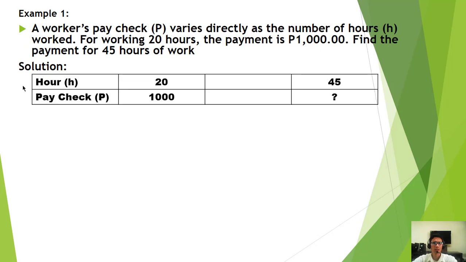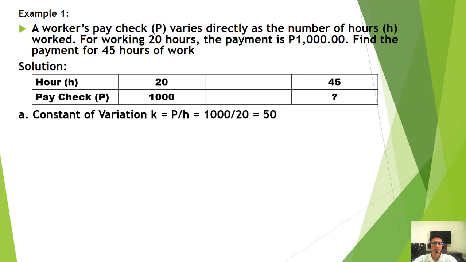In step 1, make a table for the given. Table for the two quantities, the hour and the paycheck. We write the hour in the first row and the paycheck in the second row of this table. The paycheck is our dependent quantity or variable because it depends on the number of hours consumed. In the table, if 20 hours are consumed, the paycheck is 1,000. That's why paycheck is our dependent quantity and the hour is our independent quantity.